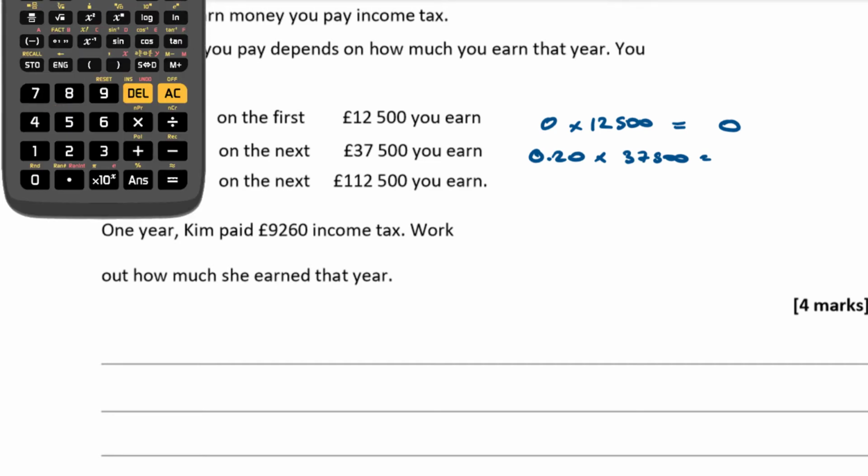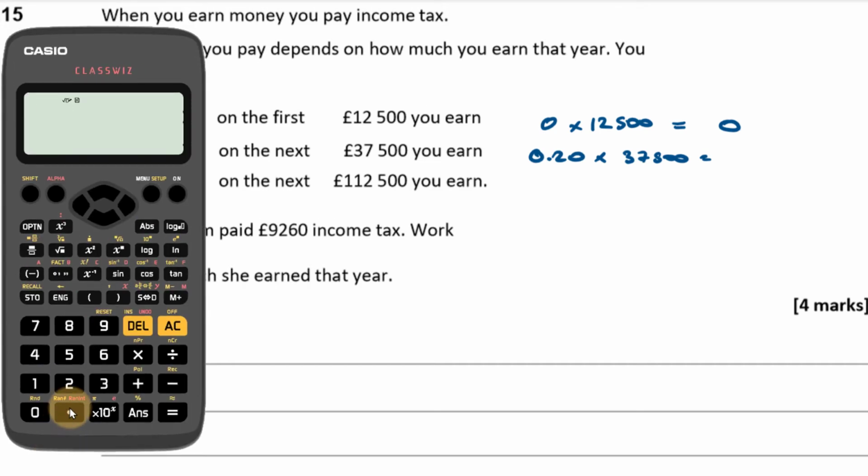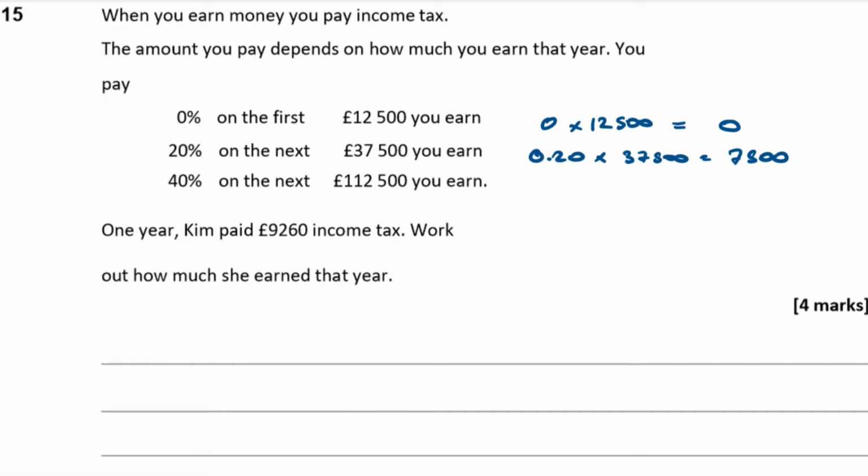0.2 times 37,500. That comes out to be £7,500. So you can see that Kim has paid more than that. So she must have earned more than the 12,500 and 37,500. Okay, so she's got a little bit of money in the next band up that she's paid. Okay, so how much did she pay in the top rate?